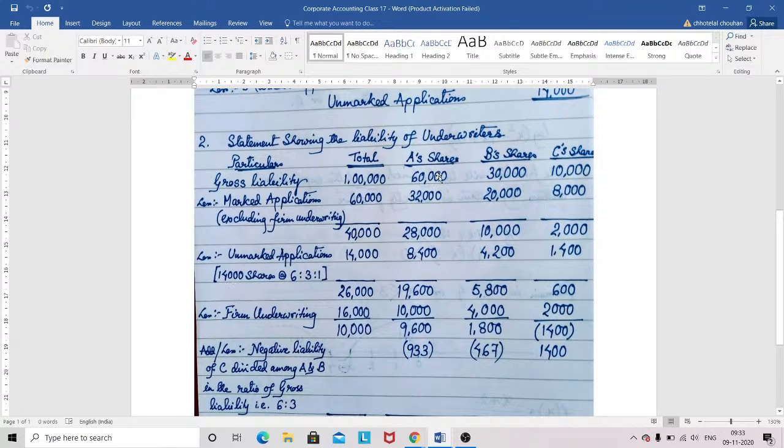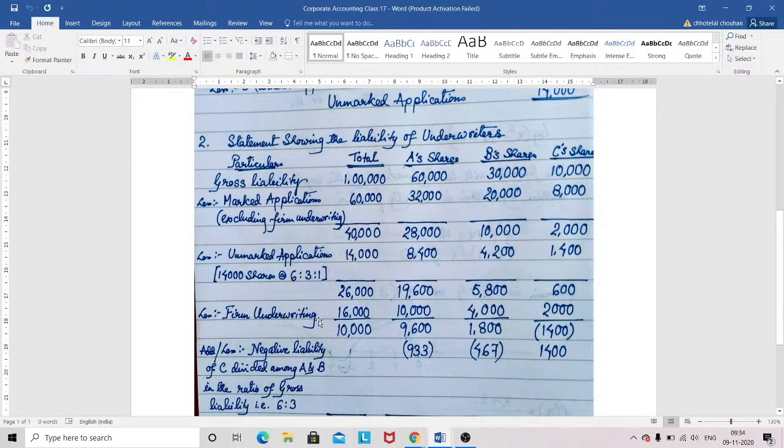On the basis of the gross liability, your gross liability ratio is 6:3:1, since it was 60, 30 and 10. So 14,000 shares had been divided at the rate 6:3:1. So 8,400, 4,200, and 1,400. So if I deduct it, 26,000 is the total. 19,600 for A, 5,800 for B, and for C it is 600.